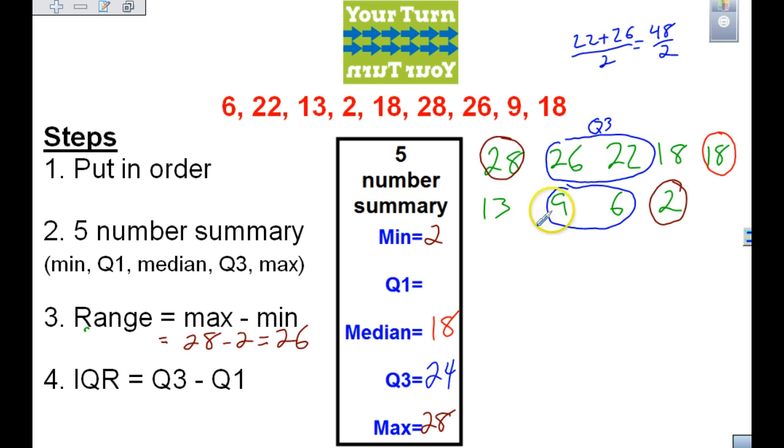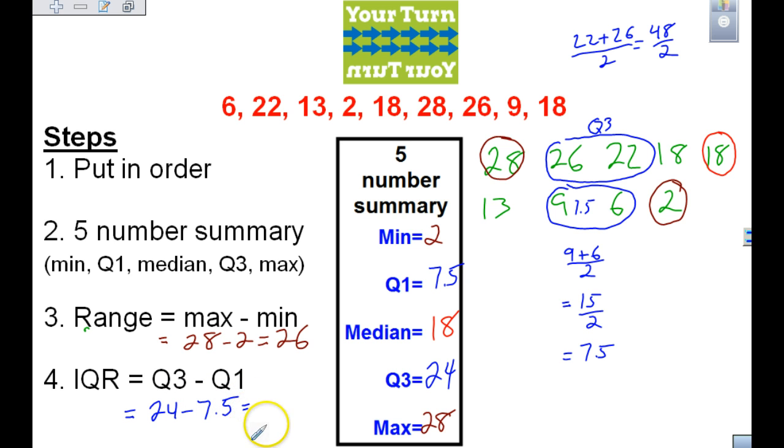Q1, what's the middle of 9 and 6? 7.5. So 1.5 up is 9, 1.5 down is 6. 7.5. So the IQR is 24 minus 7.5, which equals 16.5, 16.5. There you go.